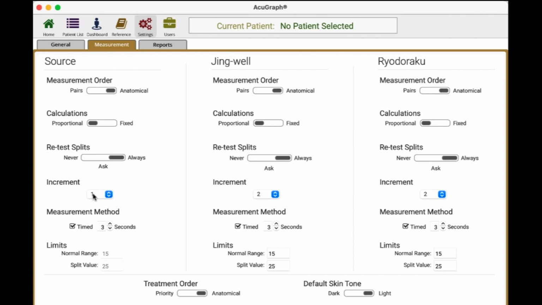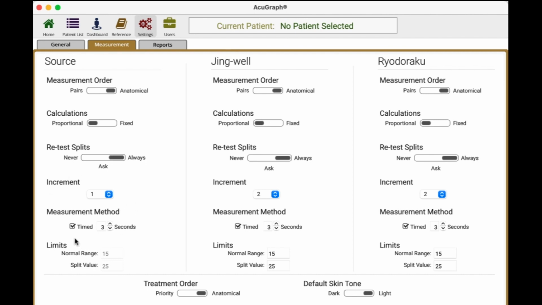Increment, this is how it counts. Meaning, if it counts by 5s, then your measurements can be 5, 10, 15, 20, and so on. If it counts by 2s, then your measurements can be 2, 4, 6, 8, 10. Counts by 1s, obviously, you have a very granular measurement. You can have 98, 99, 100, 101, just like that. Some people prefer a larger increment because they get less variability. Some people prefer a tighter increment. I usually leave mine on 1 or maybe 2. So that's what the increment is.